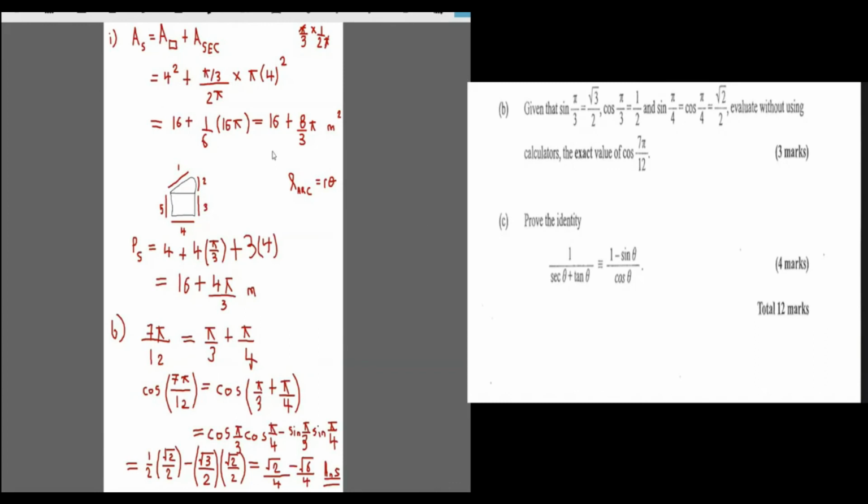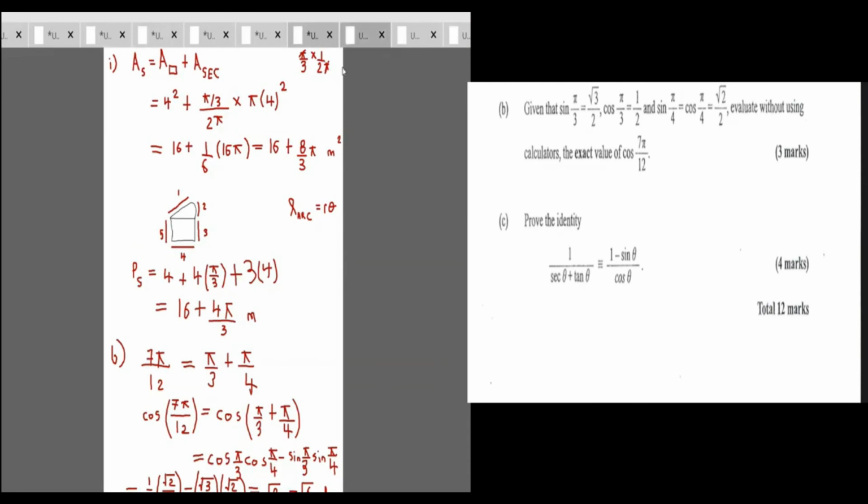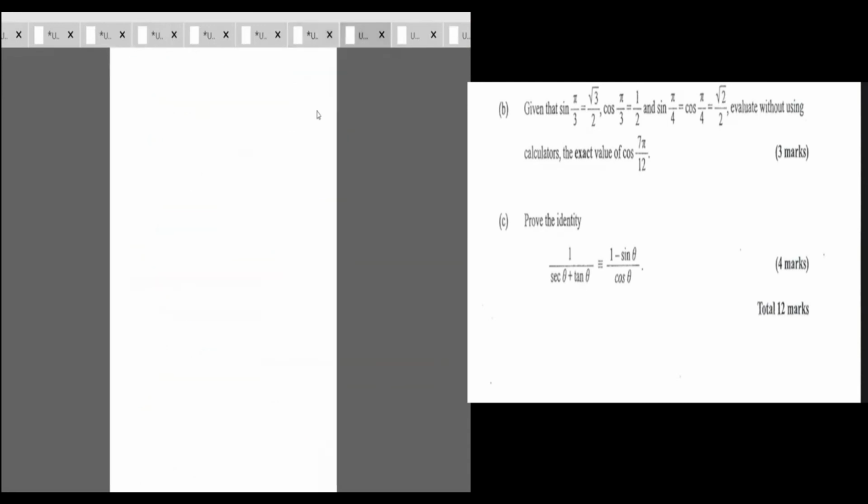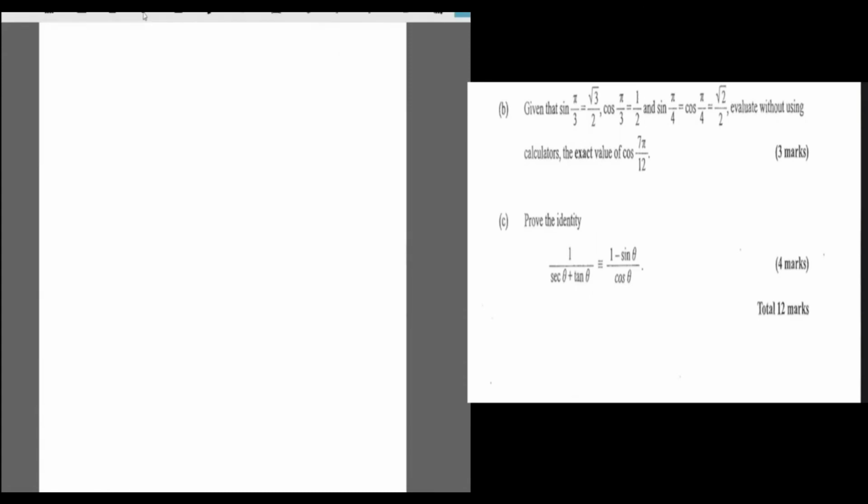Part C is asking us to do a proof. So let's go ahead and do these proofs. Now, whenever you're given a proof to do, you always want to prove that your left-hand side is equal to your right-hand side. Many teachers teach this differently, but I always like to start with what is my left-hand side.